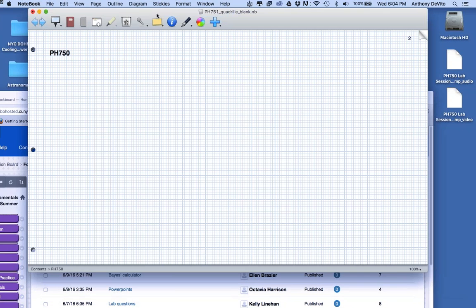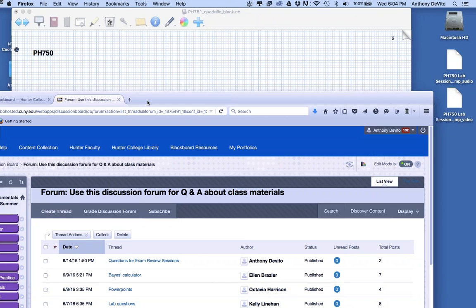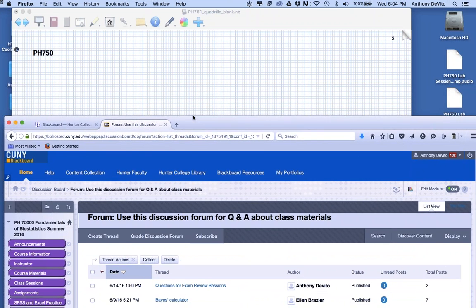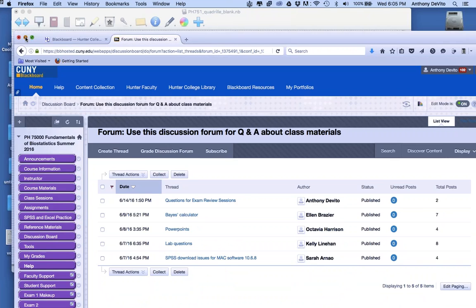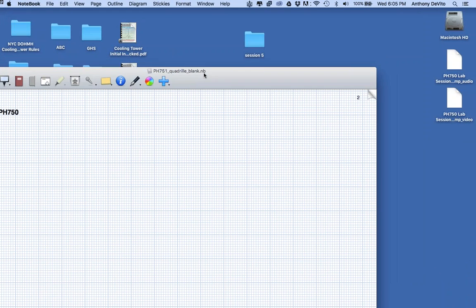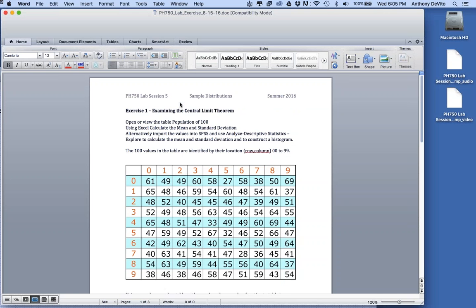It won't be for basic credit. Maybe also to stretch you a little bit, so that I at least give some of you who want to be challenged a chance to proceed a little bit ahead of us. Okay, so I'm going to close this down, and I'm going to go to our session 5. There's a Word document on there, lab exercise 615, 16.